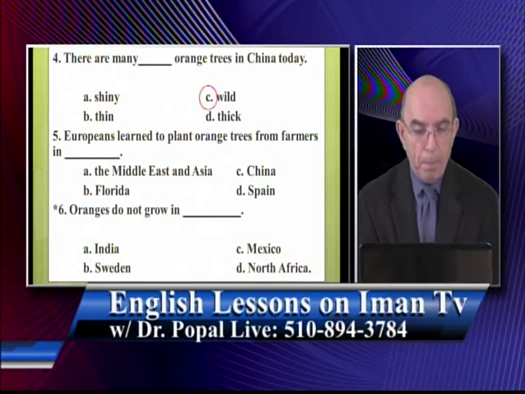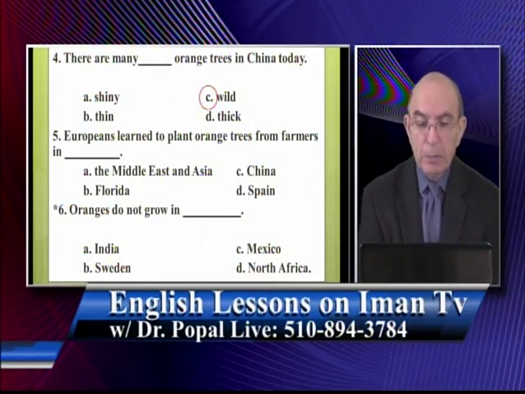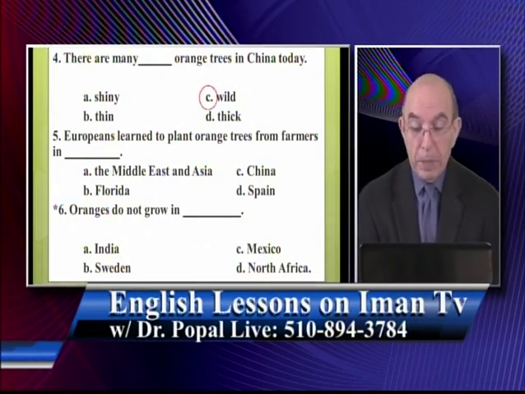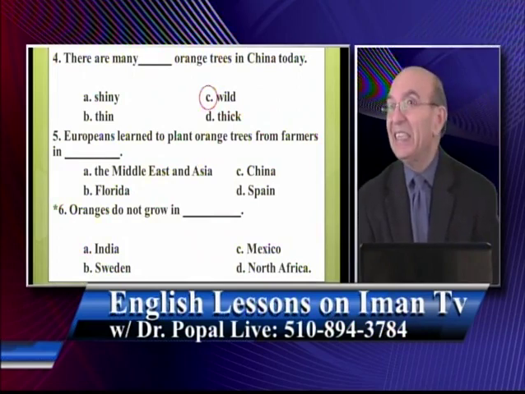Number 5. Europeans learned to plant orange trees from farmers in A, the Middle East and Asia, B, Florida, C, China, D, Spain.